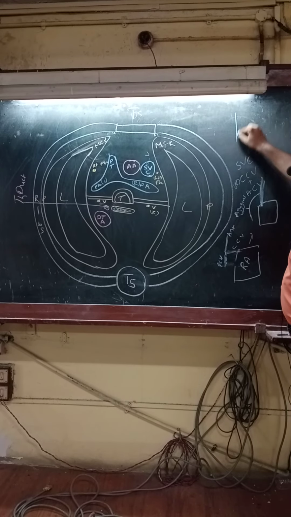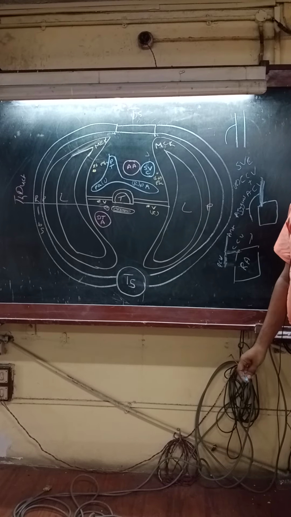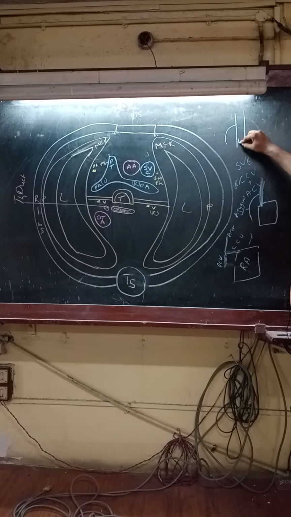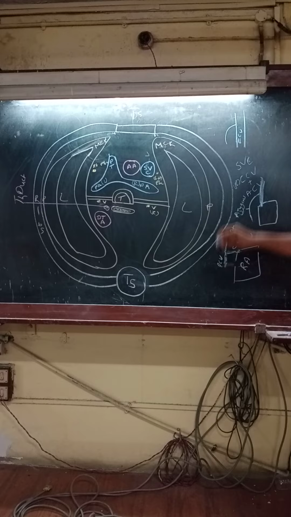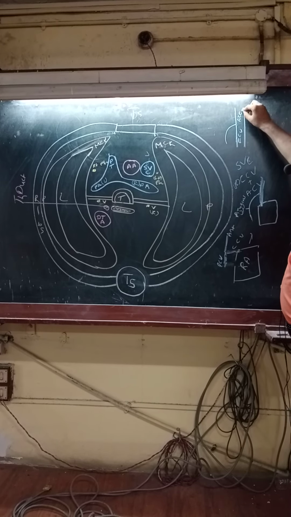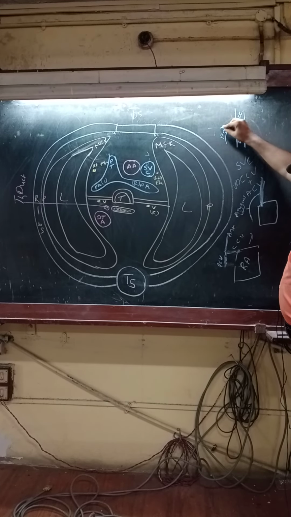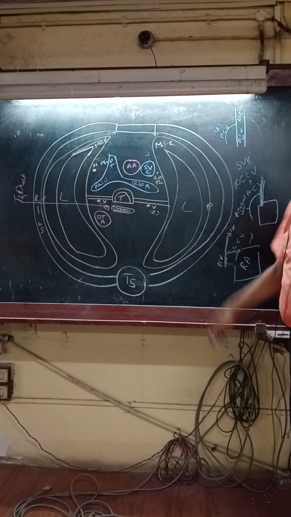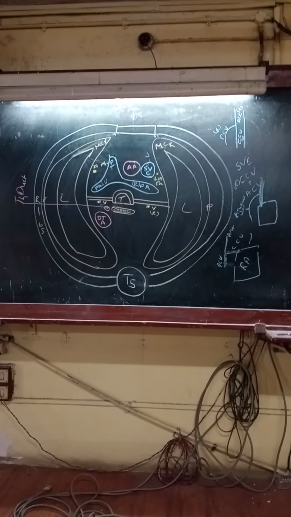So in adult type, suppose this is SVC and this is azygos. Part of the SVC below the opening of azygos is developed from common cardinal vein. Part of the SVC above the opening of azygos is derived from anterior cardinal vein, and azygos vein itself is developed from posterior cardinal vein, but everywhere you have to write right side. Right side. Is this clear? Okay.